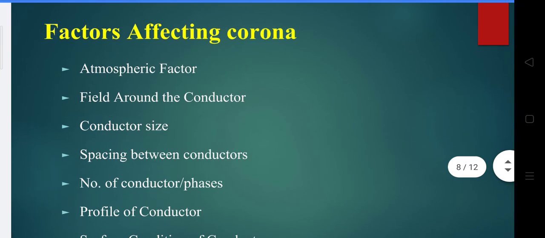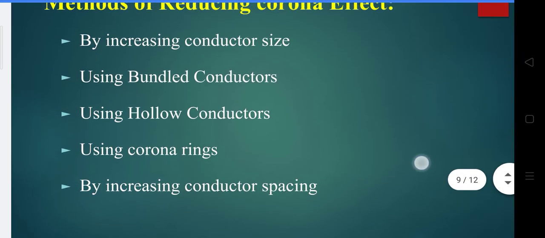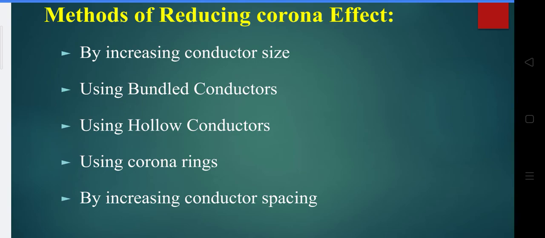Factors affecting corona: atmospheric factors, conductor size, field around the conductors, spacing between the conductors, number of conductors per phase, and profile of conductors. Methods of reducing the corona effect: by increasing the conductor size and using bundled conductors we can reduce the corona effect, and using hollow conductors and corona rings can also reduce it. It is also controlled by increasing the conductor spacing.